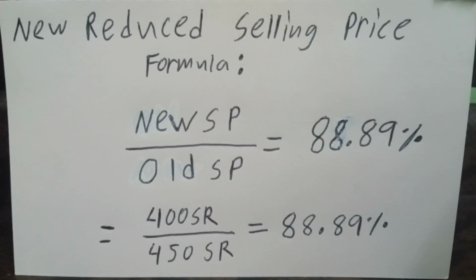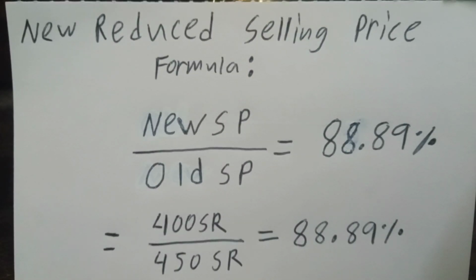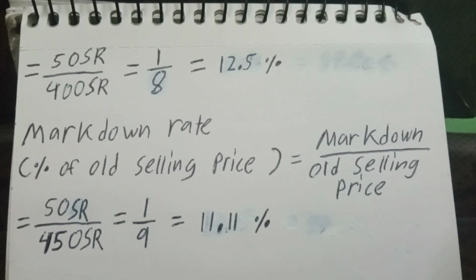So percent of new selling price equals markdown divided by new selling price. So you might be asking, how did we get the new reduced selling price percentage? So as you can see in the formula, the new selling price divided by the old selling price. So 400 reals divided by 450 reals will give us 88.89%. And now let's go back to our markdown rate formula. So percent of new selling price equals markdown divided by new selling price, which equals 50 reals divided by 400 reals equals 1 over 8. So if you convert 1 over 8 into percentage, that will give us 12.5%.